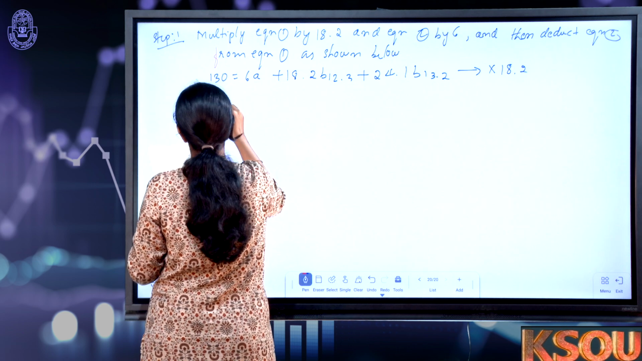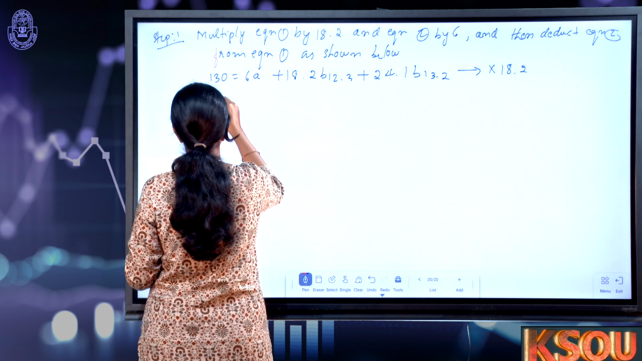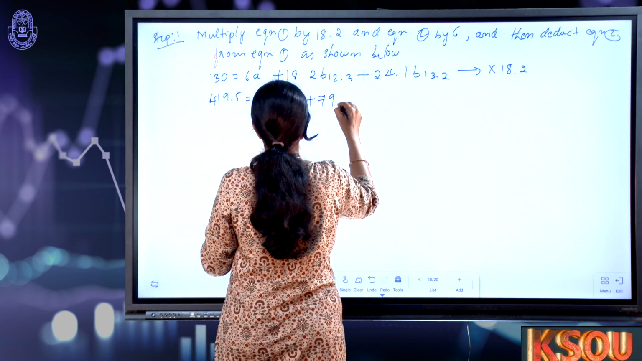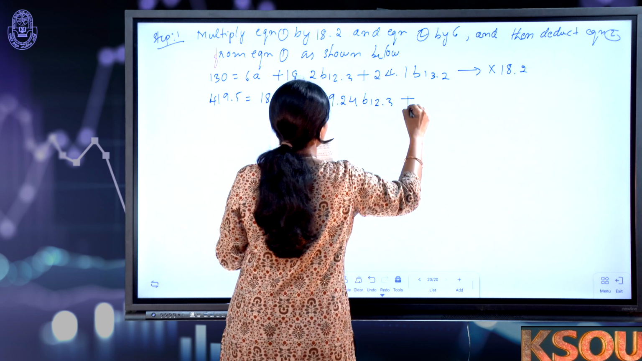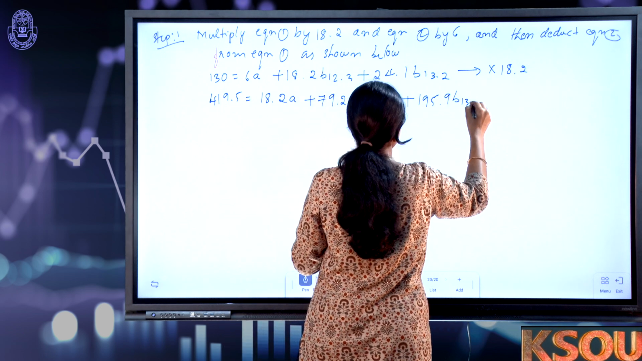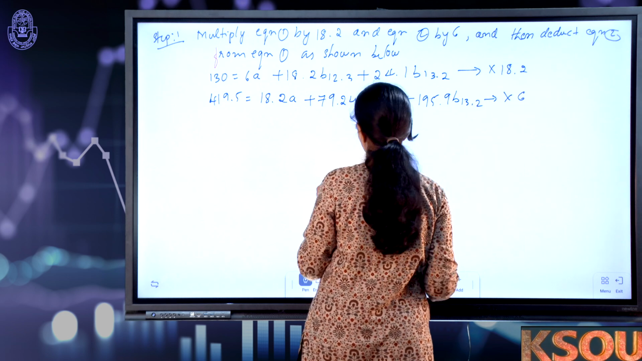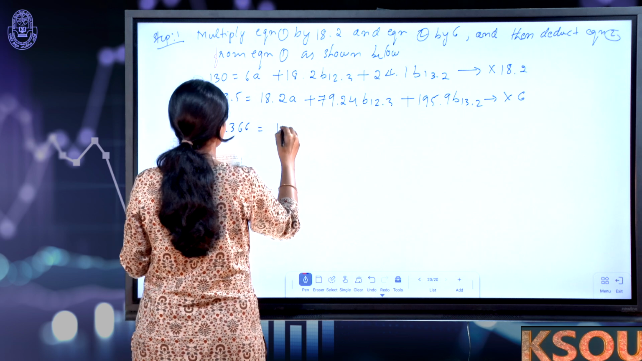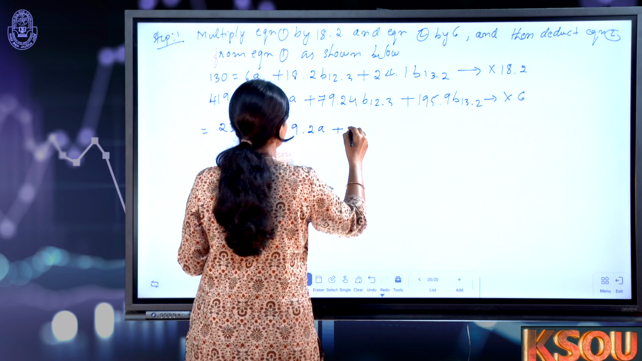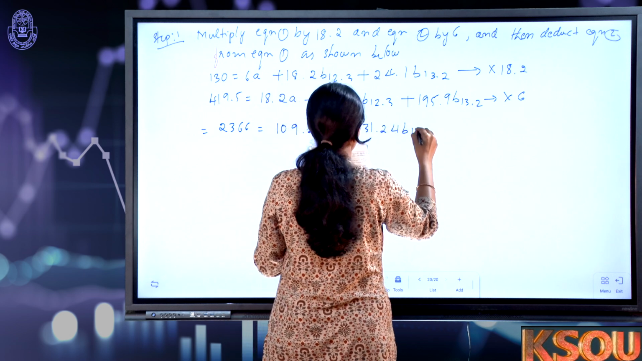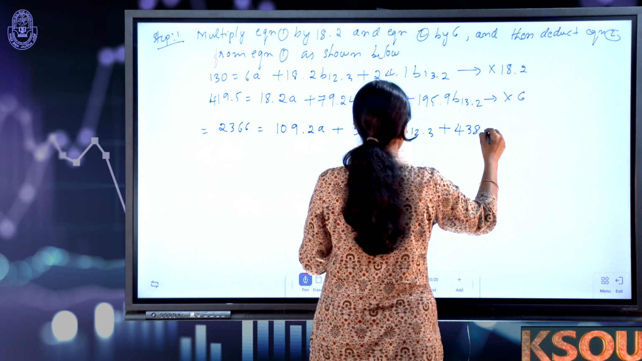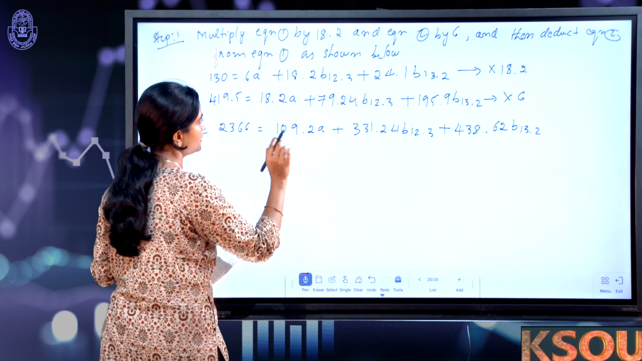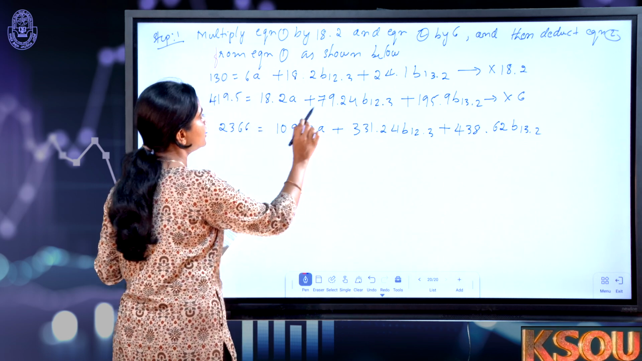Then you can consider the second equation, that is 419.5 is equal to 18.2a plus 79.24 b12.3 plus 195.9 b13.2. You can multiply by 6. So you will get values like 2366 equals 109.2a plus 331.24 b12.3 plus 438.62 b13.2. So this is equation 1 after multiplying by 18.2. Similarly, you can consider this equation, multiply by 6.